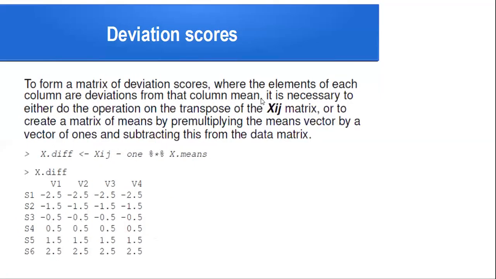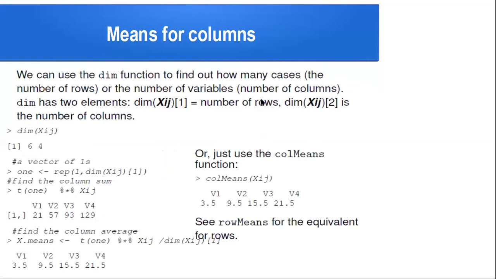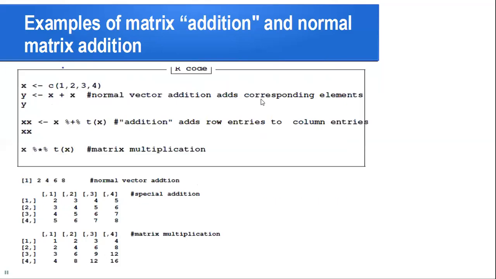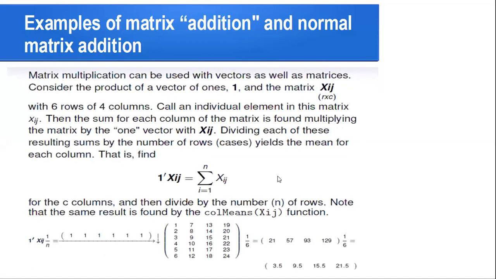Now, I have to discuss previously the example of matrix addition and normal matrix addition. Now, this is the matrix addition, normal matrix addition. Matrix multiplication can be used with vectors as well as matrices.